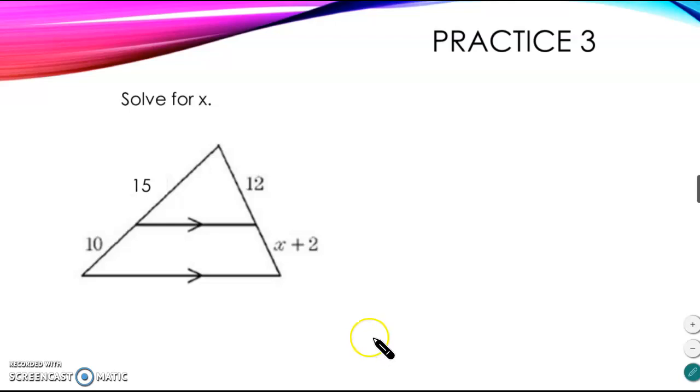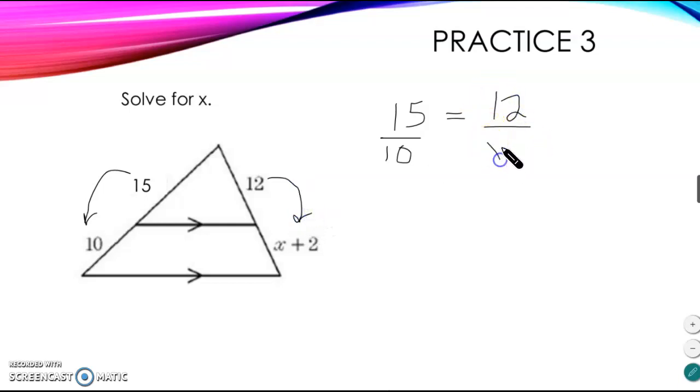Let's do a more complicated one. So just like the last one, these triangles are similar to each other, and we can set up a proportion in the same way. The difference is I have this little expression right here that might make things seem a little bit more challenging. So I'm going to go ahead and do 15 over 10 is equal to 12 over x plus 2. Just because the problems get a little more complicated doesn't mean our strategies and our problem solving isn't the same.